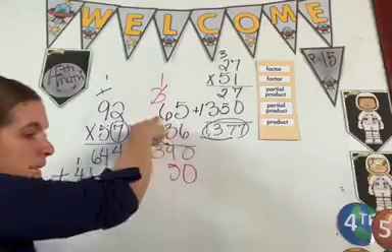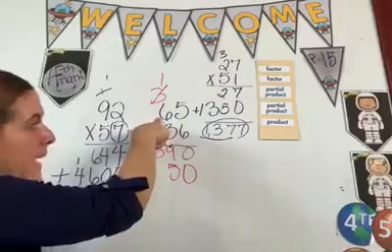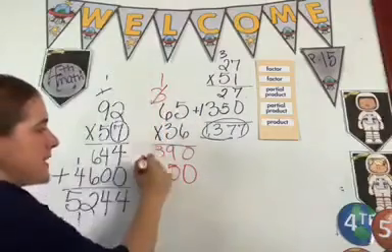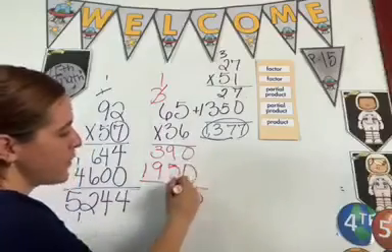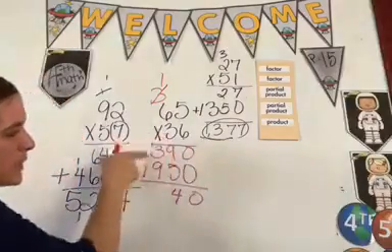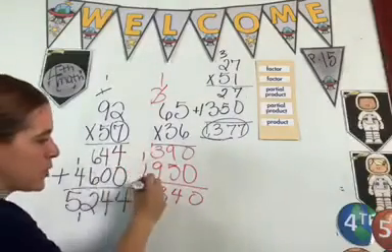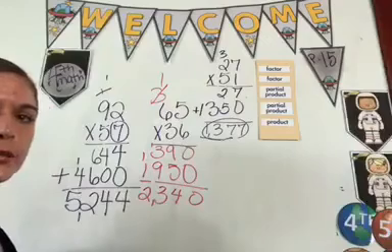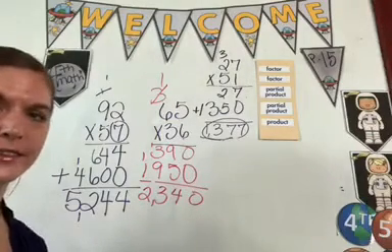3 times 6 is what? Tiana? 18. 18 plus 1, 19. 0 plus 0, 0. 9 plus 5, 14. 1 plus 3 plus 9 is 13. 1 plus 1 is 2. 2,340 is your answer. Let's keep going.